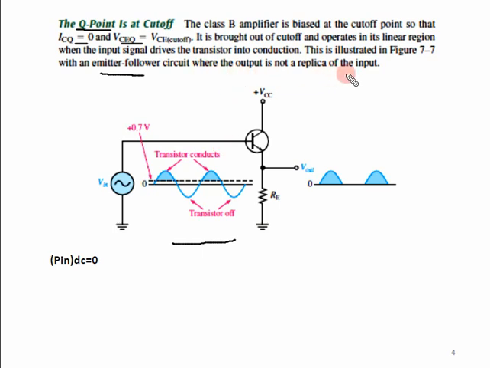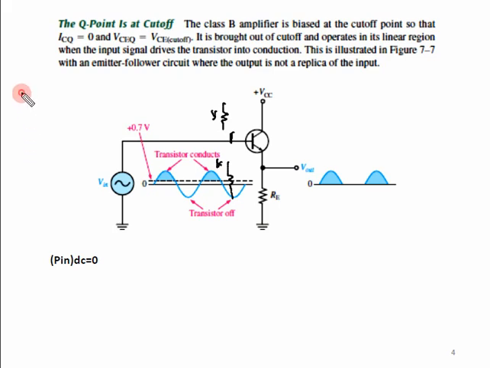This is more detail, but the main point to understand is that this is a typical class B amplifier. Now if you see, there is no DC biasing at the base. At the base there is no resistor R1, there is no resistor R2, at this point. So there is no biasing at the base.